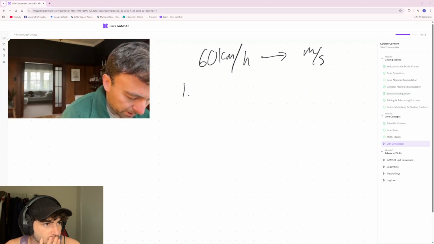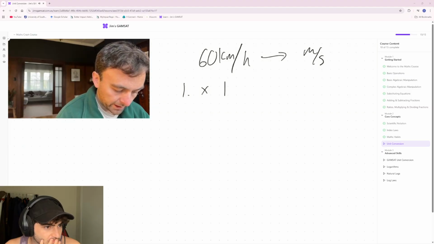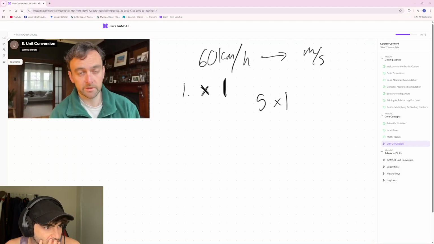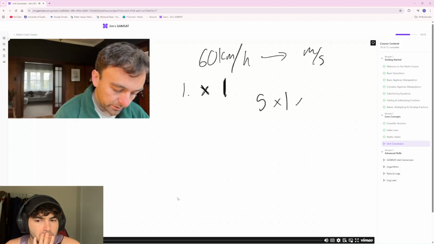We're going to rely on a few mathematical principles here to get us there. The first thing is that we can multiply by 1 and not change the value. So just to give you an example, if I had 5, I could multiply that by 1. It's still 5. I could also multiply this by 10 over 10.